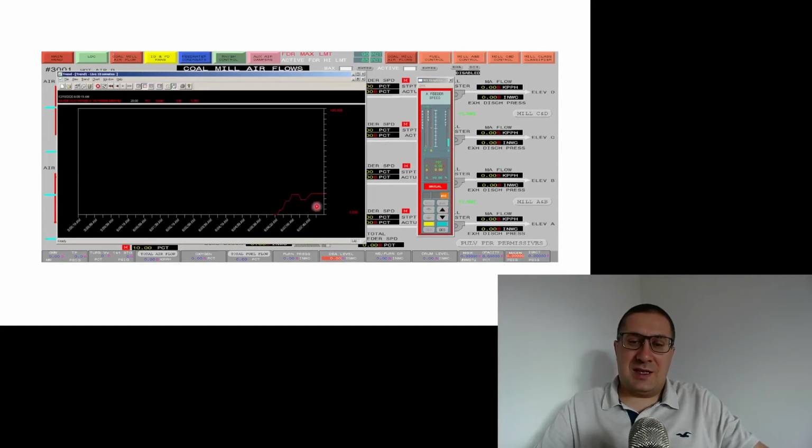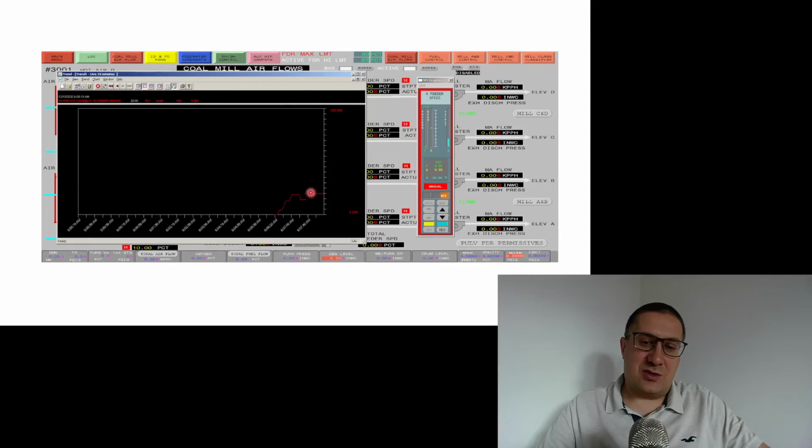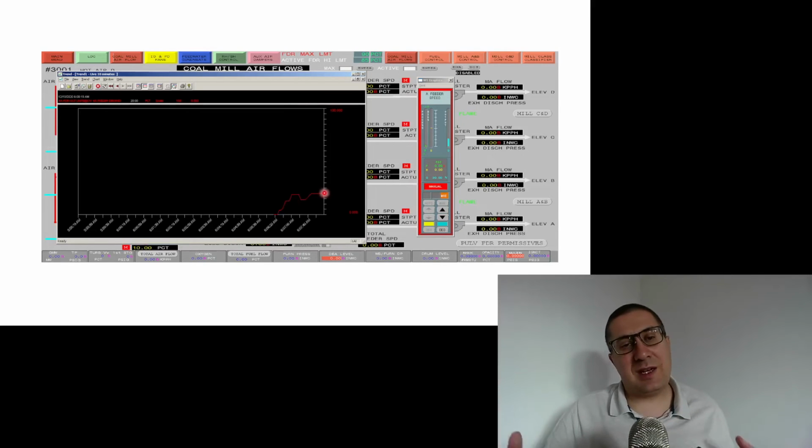And we can then double click or right click the mouse on the value which we would like to observe on the trend, and we can see the trend, in this particular case of the feeder speed that is changing. Well, so this is the way how the operator interacts with the process.